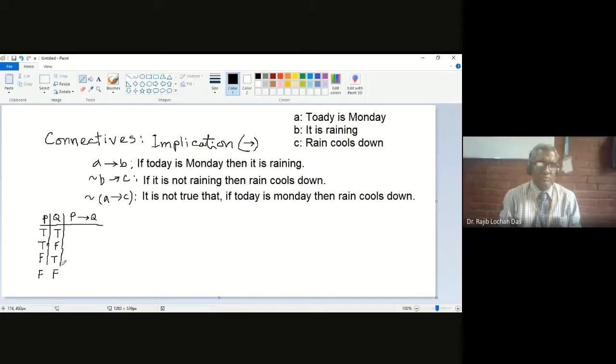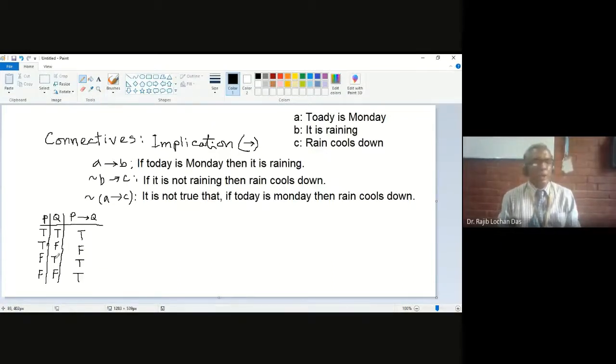You understand what I'm writing? Yes, sir. This is the truth table for implication. Now I am writing the result. If P is true and Q is true, the result is also true. If P is true and Q is false, the result will be false. If P is false and Q is true, it will be true again, and if both are false, it will be true again. So these are the implication results.